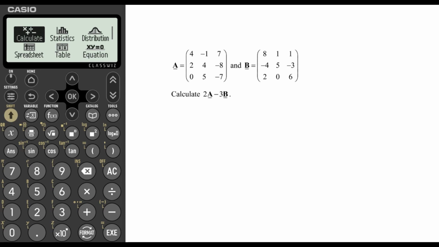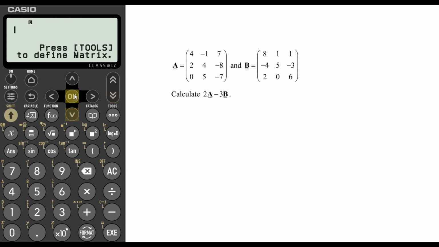We can use our calculator to work out arithmetic involving matrices. Now here we have the matrix A, 4, minus 1, 7, 2, 4, minus 8, 0, 5, minus 7, and we have the matrix B, 8, 1, 1, minus 4, 5, minus 3, 2, 0, 6. We have to calculate 2A minus 3B. Well, the first thing we need to do is go to the matrix sub-menu. We need to define matrix A and B.